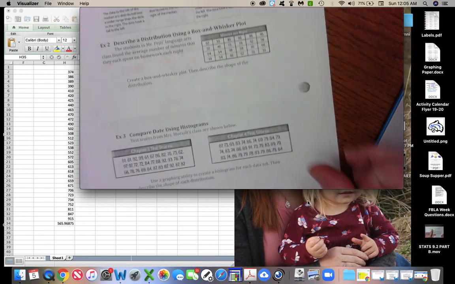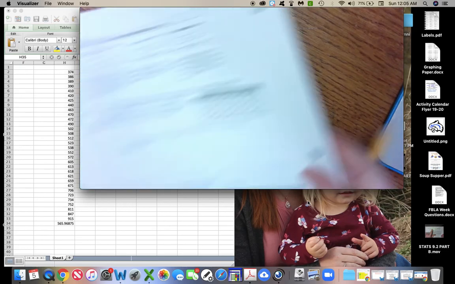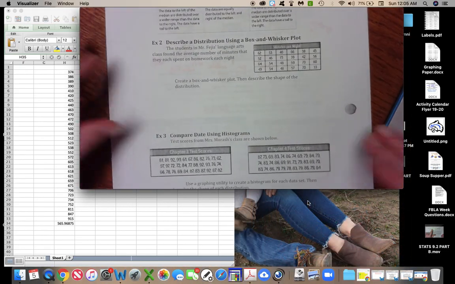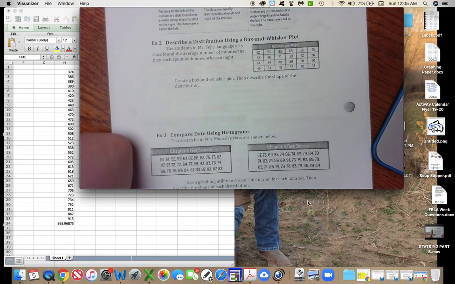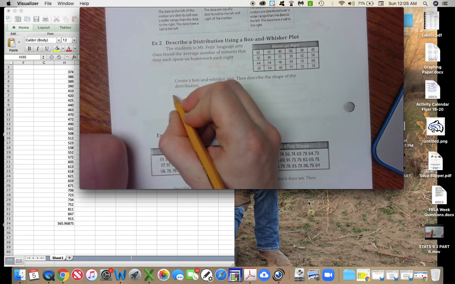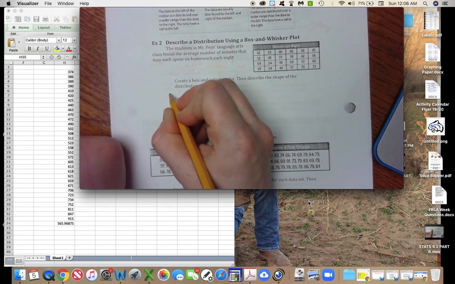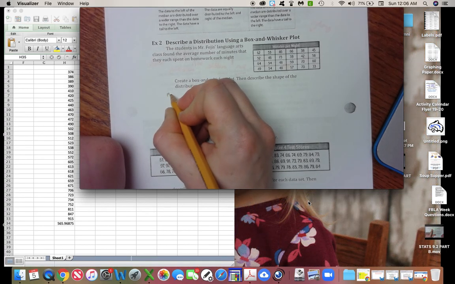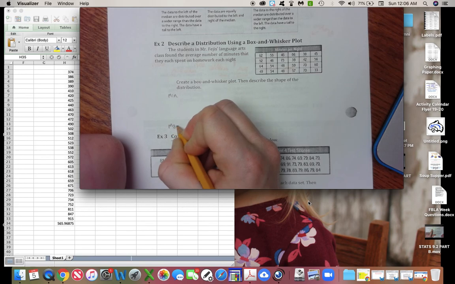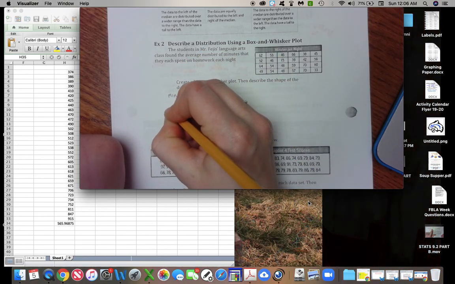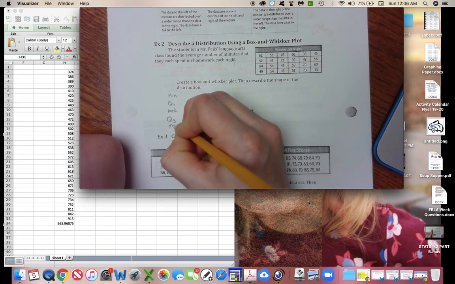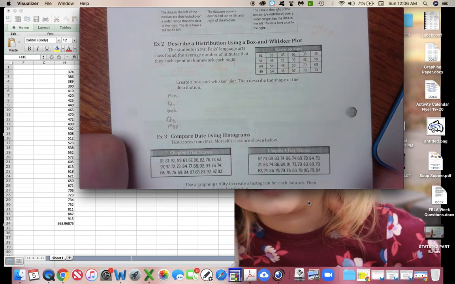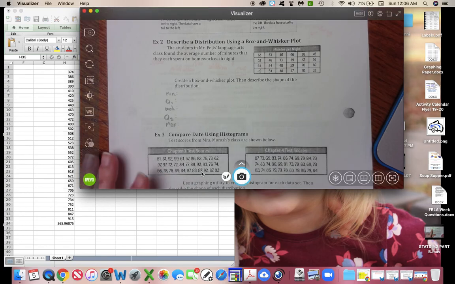We're going to do one of these real quick, and this is a box and whisker plot. The thing that you need for a box and whisker plot, I think we did this at the beginning of the year, is the 5-number summary. The 5-number summary is your minimum, your maximum, your median, a Q1 and a Q3. Min, max, median, Q1, Q3.